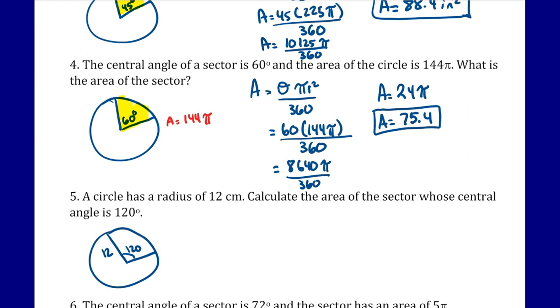So this one, we're not given the area, we're just given the radius, and we have to go through and find the area of just the sector. So here we're just standard plugging everything in that we know. Again, the formula, theta pi r squared divided by 360. Theta is 120 times pi times r squared, or 12 squared, divided by 360.